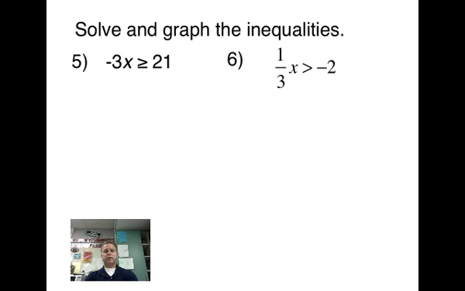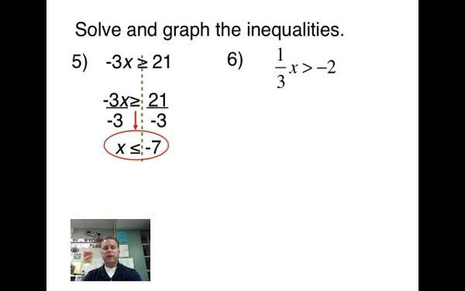Number 5, negative 3x greater than or equal to 21. They're multiplying by a negative 3. So we're going to divide both sides by a negative 3. Now we're going to take that. You can flip it around whenever you want, but notice we divided both sides by a negative 3, so we flip it to x is less than or equal to negative 7.